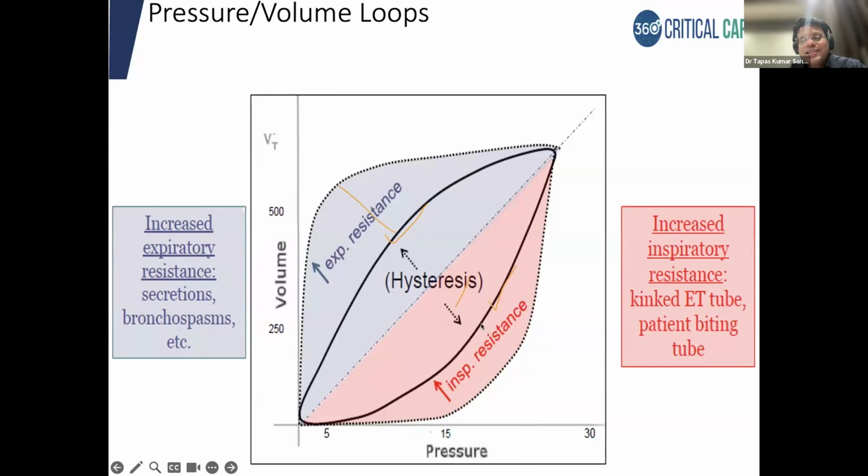And now if you are getting increased inspiratory resistance, like a kinked tube or patient biting, that means your inspiration is not being delivered in a proper way. So it is again getting stressed. Clear? So these are the basic things that you should be doing. Otherwise, in the examination they would expect that you should be talking in a very lucid manner and confidently. So that is something you need to be very clear about.